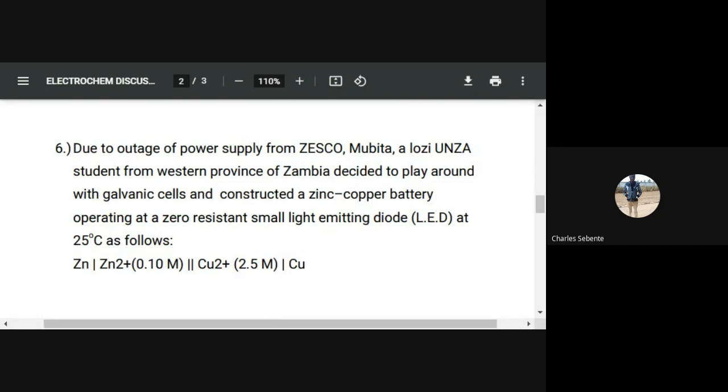So given that cell notation there, I think you're able to see it. They're saying the mass of each solid electrode is 200 grams. Which of the two is a reducing agent? That's the first question that we need to answer. Anyone to come on board?